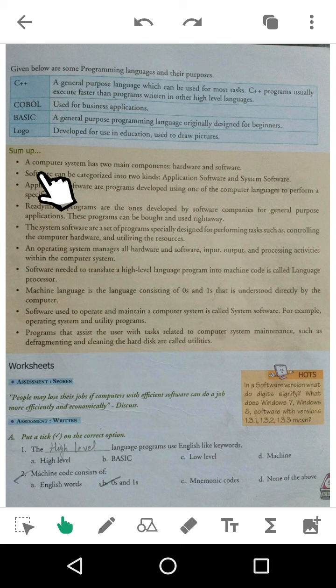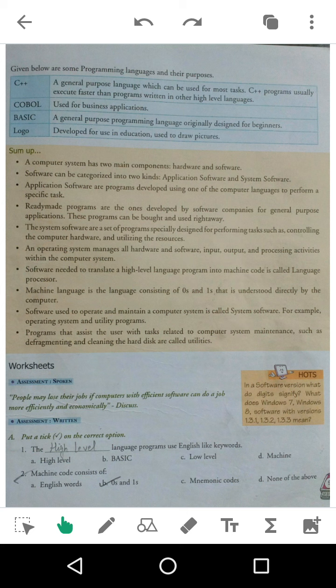So now sum up. Sum up is the important points of this chapter. A computer system has two main components, hardware and software. I have already discussed this. Software can be categorized into how many types? Two kinds: application and system software. Application software are the programs developed using one of the computer languages to perform a specific task. Ready-made programs are the ones developed by software companies for general purpose applications. These programs can be bought and used right away.